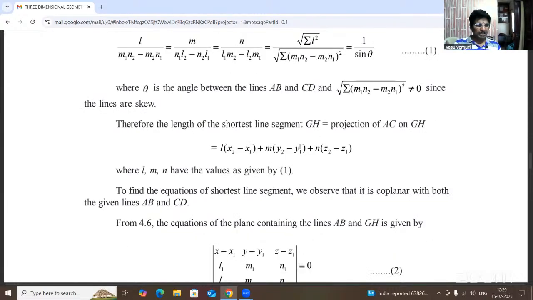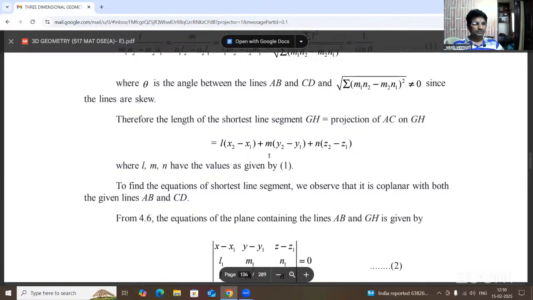According to the concept, the formula for the shortest distance is the vector representation: the box product of B1 bar, B2 bar, and A2 bar minus A1 bar, divided by the modulus of B1 bar cross B2 bar. This is one direct way to find the length of the shortest distance through the vector notation.